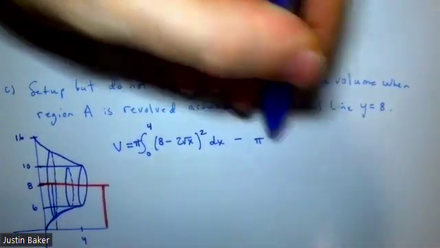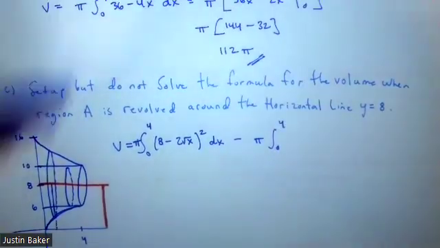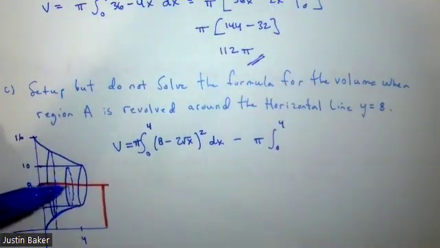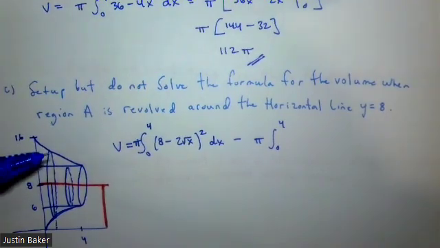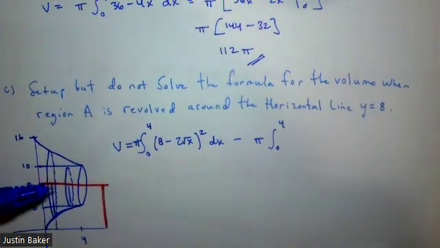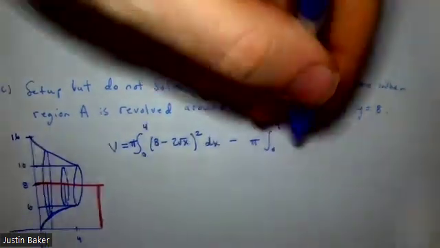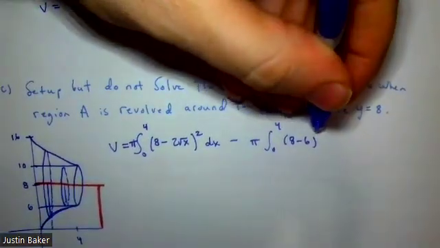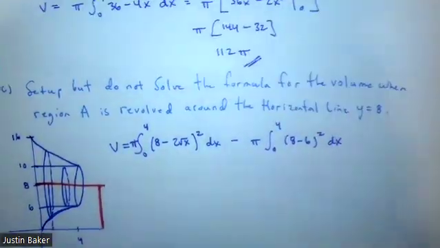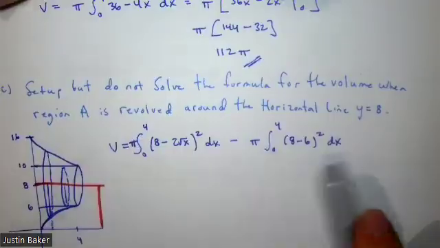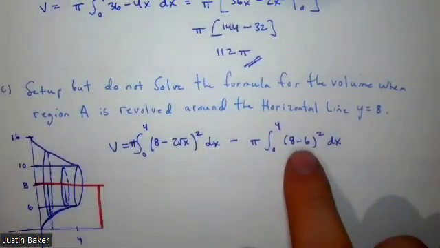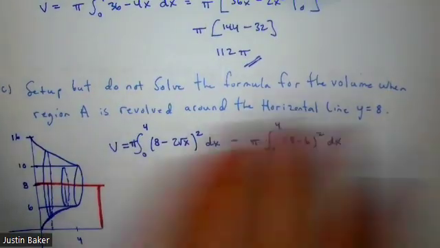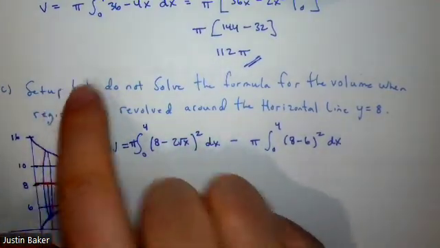Outer minus inner. Now to come up with this one, it's the same idea. To get that, it's going to be 8 minus the function, but in this case, the function is just the horizontal number 6. As far as I'm concerned, you could leave your answer just like that. Also, making that 2 would make sense because that's a pretty easy calculation. But in general, that would be setting up but not solving.